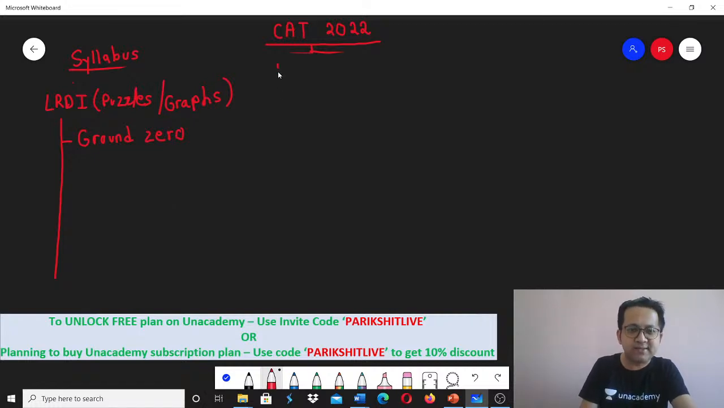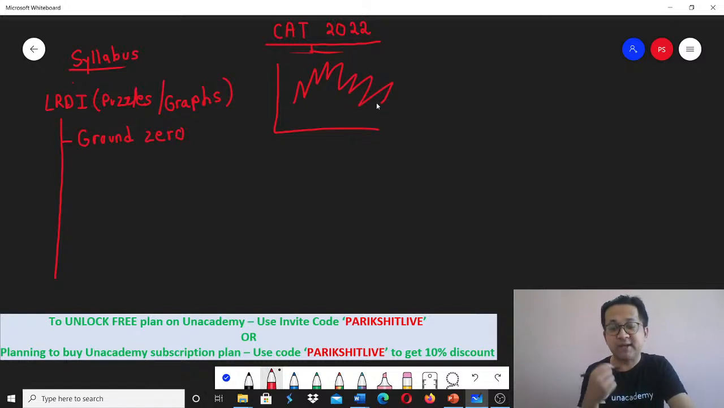Graphs would be, let's say, graphs like this. Percentage increase. There can be graphs like this. Then they will ask you, where is the highest percentage increase, highest percentage decrease? Which year did the maximum revenues, maximum number of goods were sold? Such are examples of graphs.